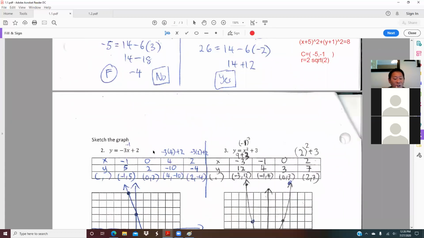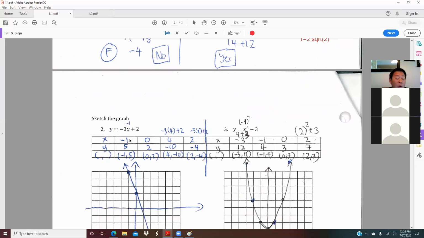Next, you have to sketch this graph. In order to sketch this graph, we use the table form. You can plug in any x values you want. I put -1, 0, 4, 2. You can put whatever numbers you want, and then you plug it in here. -3 times -1 is 3, plus 2 is 5.